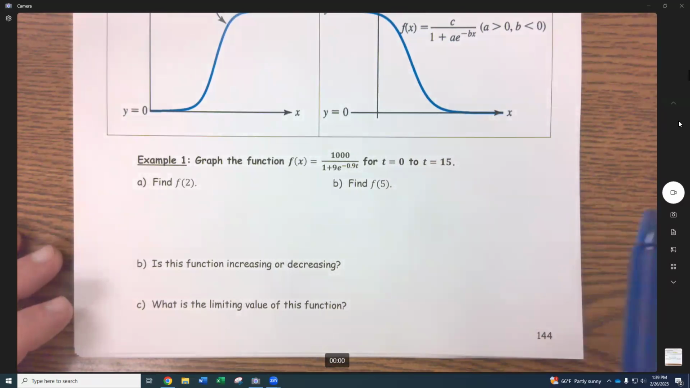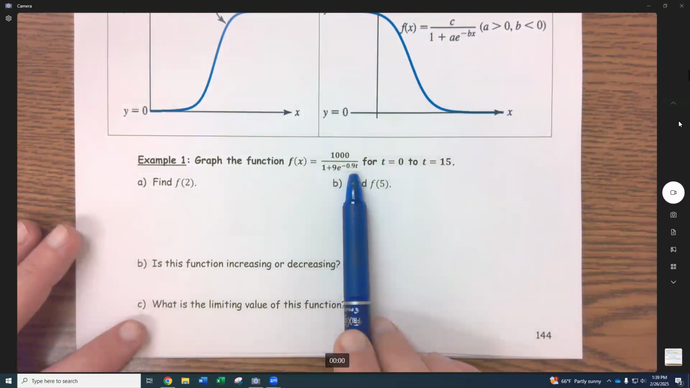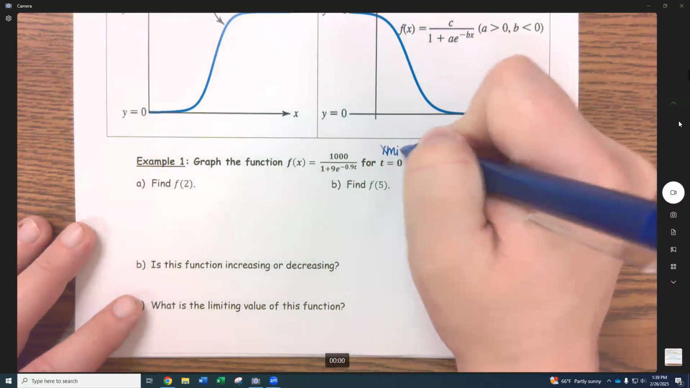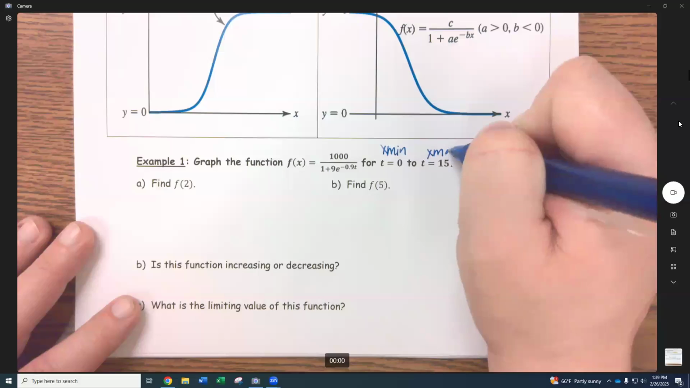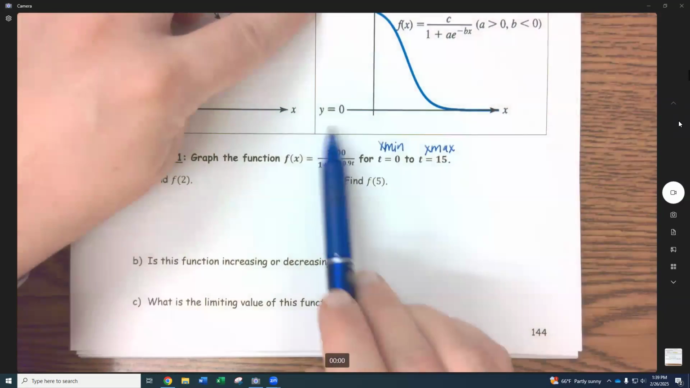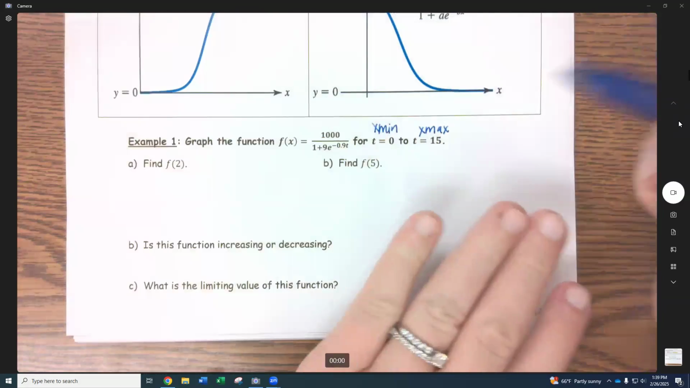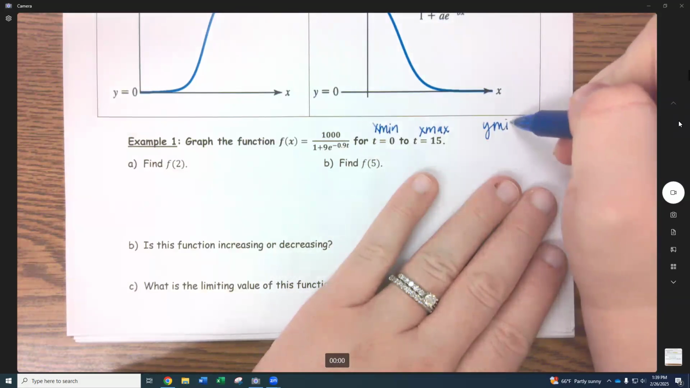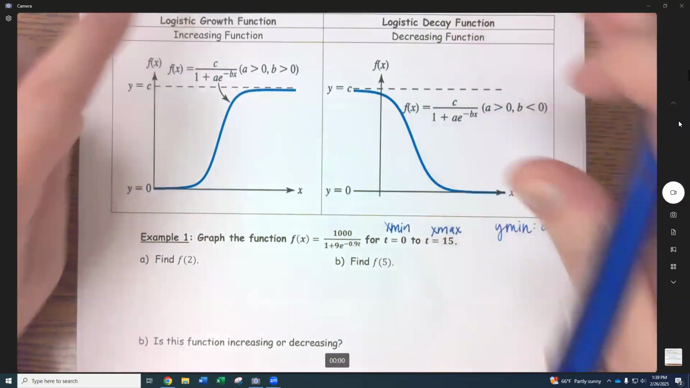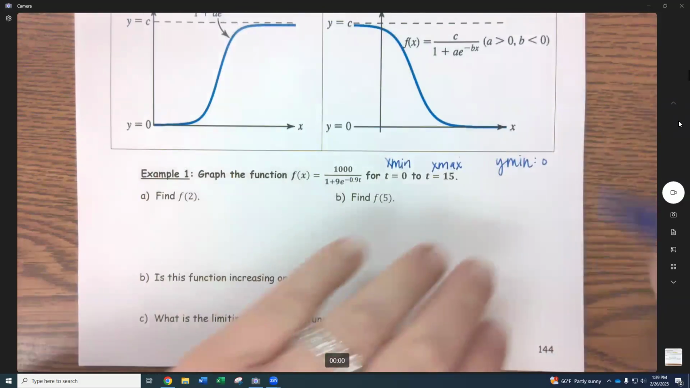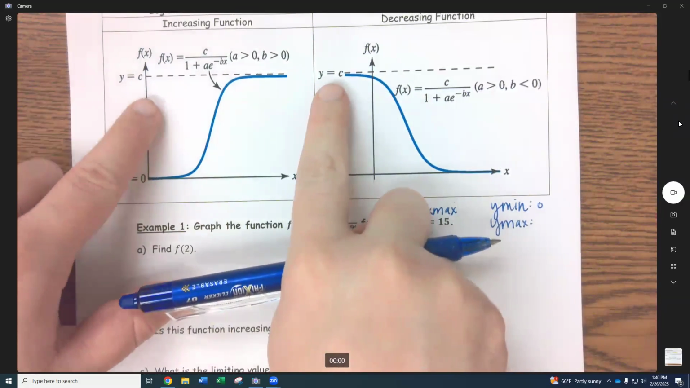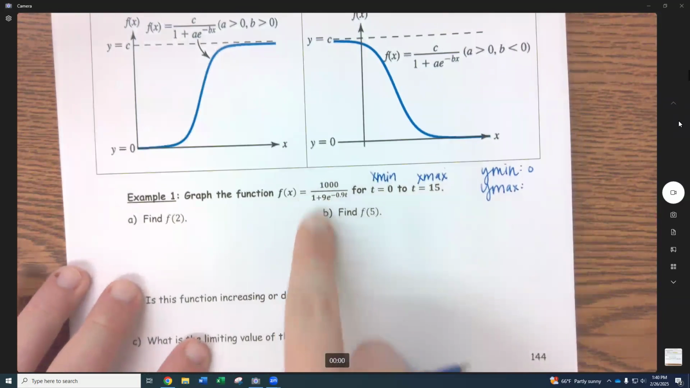So example 1, we need to graph this. Now it's using t instead of x. This right here is my x min, and this one right here is my x max. What they don't tell me are my y min and max, but we know what those asymptotes are. My y min will be 0. It doesn't matter if it's growth or decay, that's going to be the bottom number. And then my y max is going to be whatever my C is. So my C here is 1000.